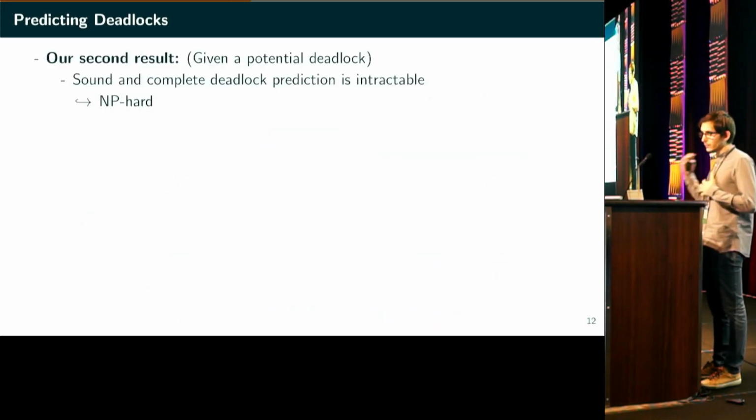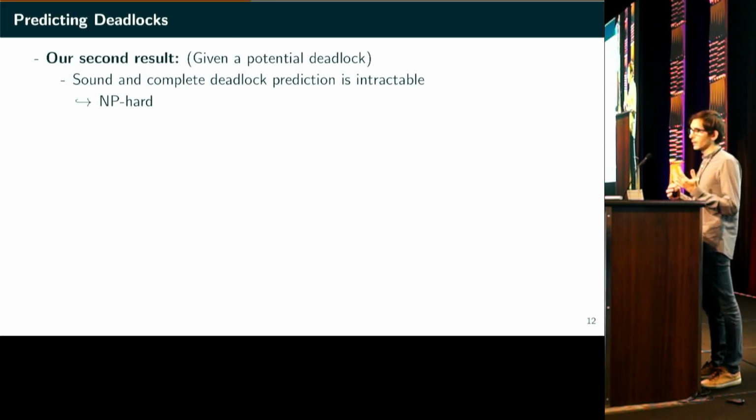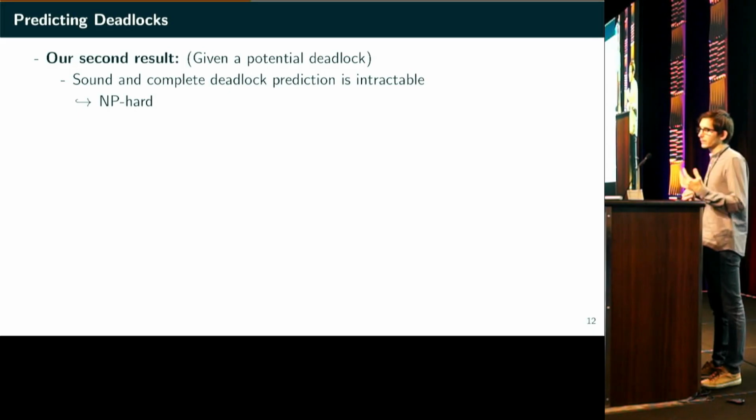So previously, we established that identifying potential deadlocks is an intractable problem. And in our second result, we established that given a potential deadlock, performing sound and complete deadlock prediction is also intractable. So we cannot efficiently enumerate all possible allowed reorderings.